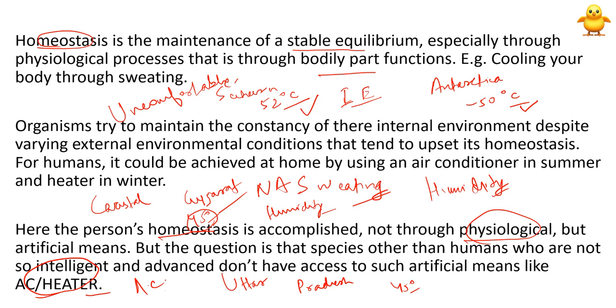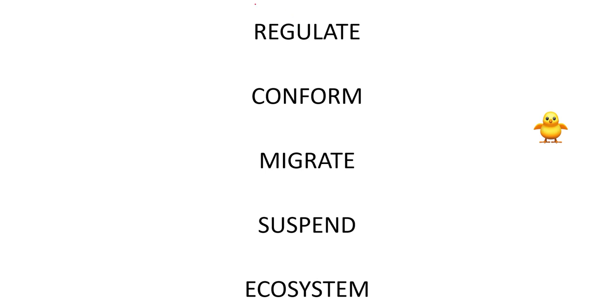Okay, friends. Now there are some more processes associated with this homeostasis. First, we are going to talk about regulate. Then we'll come to conform, migrate, suspend, ecosystem. First, we are going to talk about regulate. Now, what is happening in regulation, friends? I've already told you, in regulation, you are going to maintain the internal environment. So the internal environment has to be constant, irrespective of the conditions outside. This is one condition of regulate.